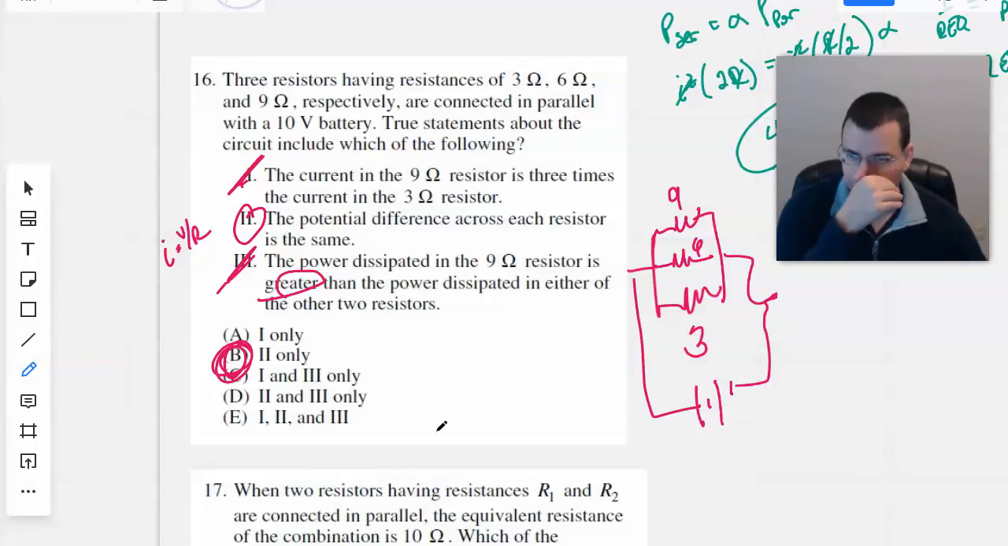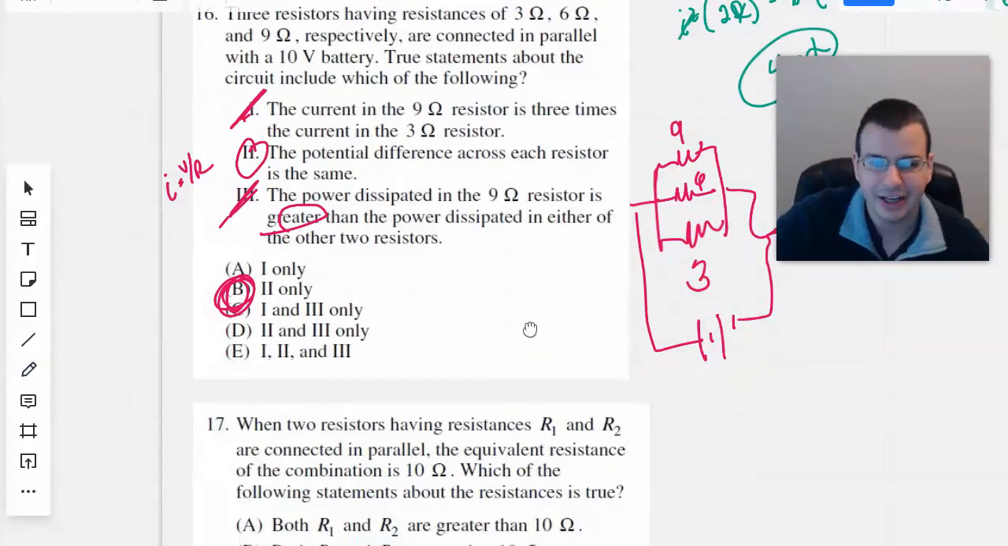Yep, that whole 10 volt part, totally useless. Doesn't matter. It led me astray.